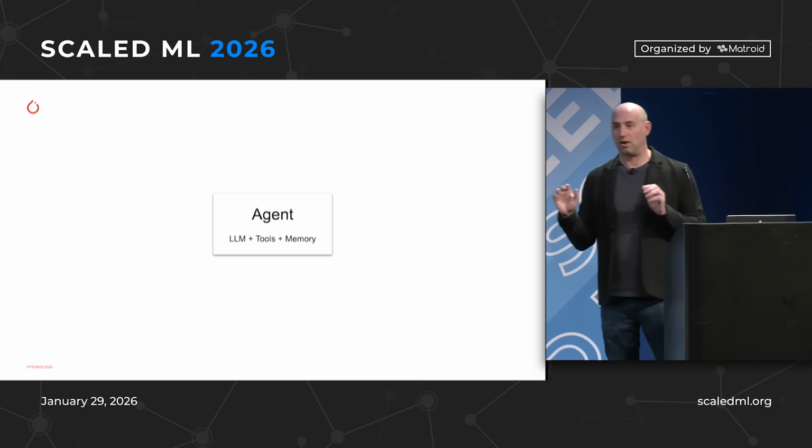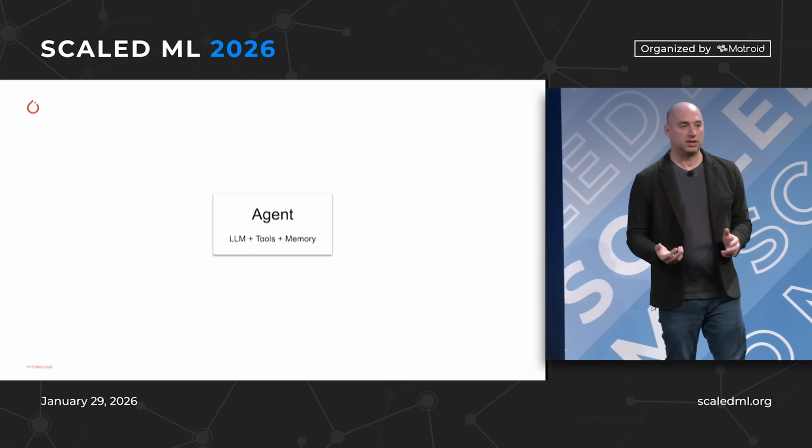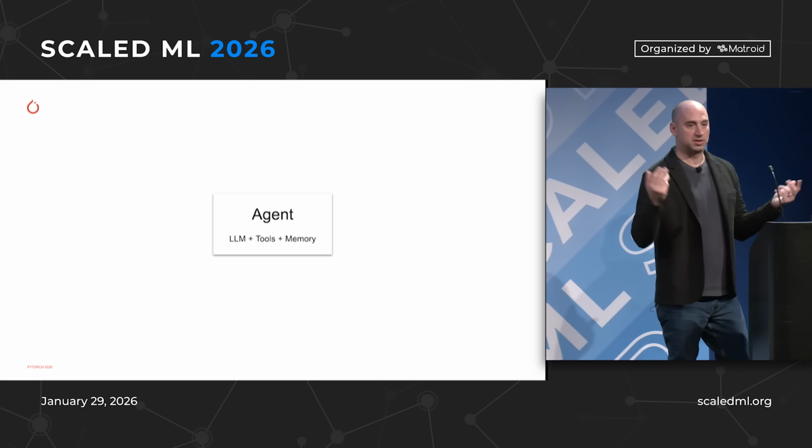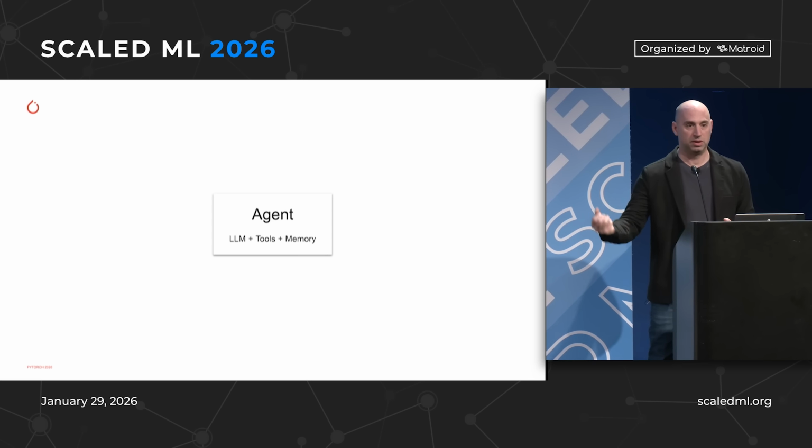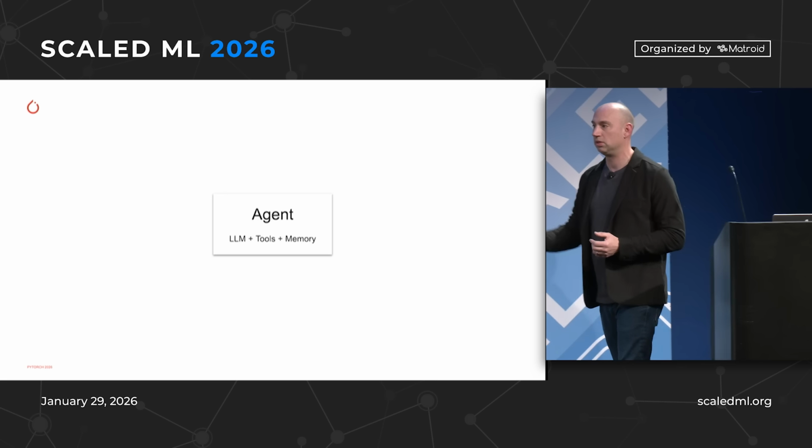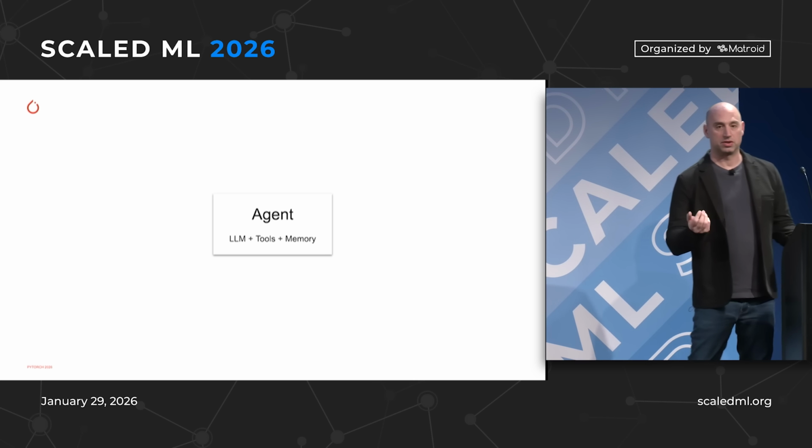So if you dumb down what an agent really is, at the end of the day, it's an LLM with some tools. You give it the ability to search, the ability to call Claude Code, the ability to do these things, as well as memory.